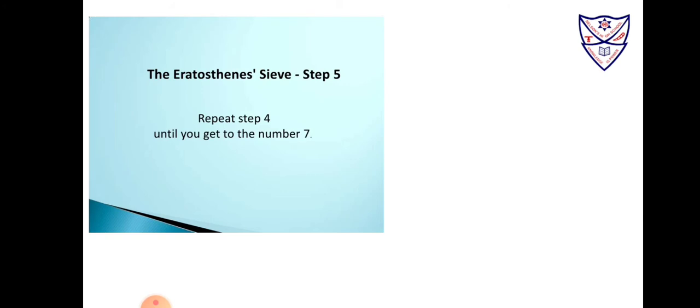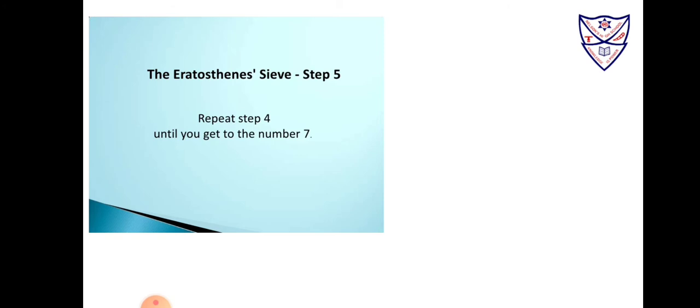Then step 5 is repeat step 4 until you get to the number 7. Means what, students? We will also circle the number 5 and we will cross out all the multiples of 5. We will circle number 7 and we will cross out all the multiples of 7. So till step 5 you have to circle 2, 3, 5 and 7.